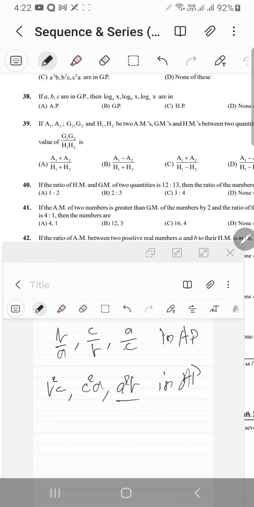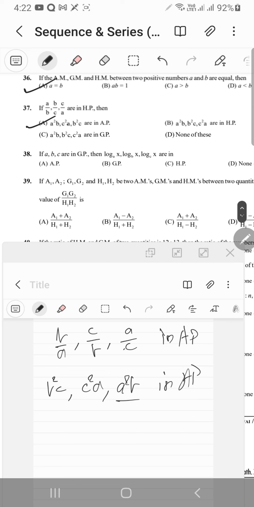If A, B, C are in GP, then log base A of X, log base B of X, log base C of X are in what? Well, you can also multiply this thing by ABC and say that it is now in HP, but then it would start with A squared C, and that's not there. So this is the only correct option.